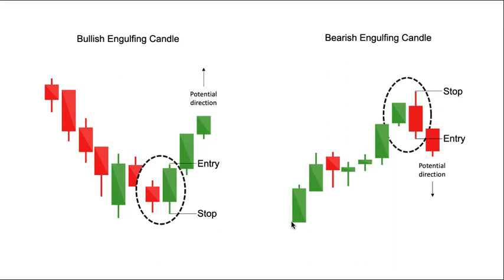All right. So same thing. The opposite is true for a short position. Right at the end of an uptrend, if I see a bearish engulfing pattern, my entry will be slightly below the candlestick pattern, below the wick. My stop loss will be above the wick because that will most likely be the top.